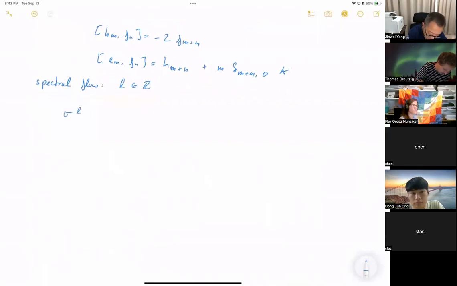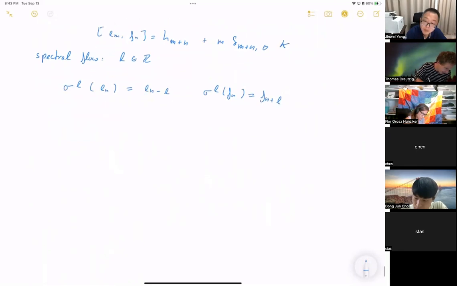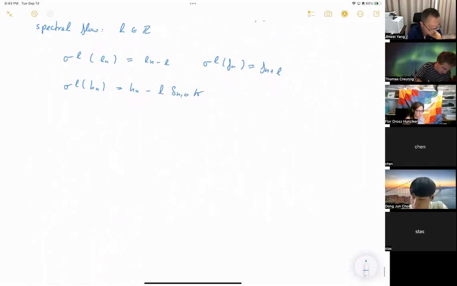And so then the spectral flow acts: it maps E_n, it shifts the mode by minus L. The F_n is then shifted in the opposite direction, F_n to F_{n+L}. The action on the H is less interesting. Well, H_0 is shifted by a multiple of the central element, and the central element is left invariant. Okay. Very good.